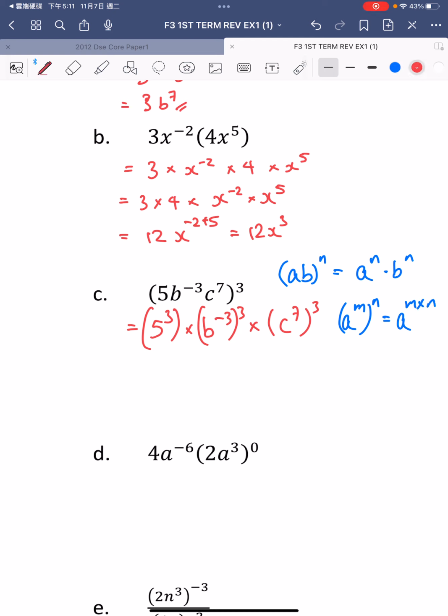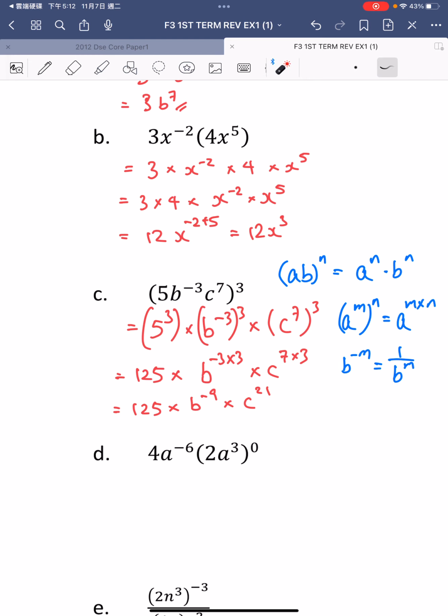Now 5 to the power of 3 is equal to 125 by using a calculator. Then for the second part, we have b to the power of negative 3 times 3 and c to the power of 7 times 3. So this is equal to 125 times b to the power of negative 9 times c to the power of 21. Then we can use our formula that b to the power of negative n is equal to 1 over b to the power of n. When there is a negative power, we just switch the sign, it becomes 1 over, and then we have the positive indices. So this is equal to 125 c to the power of 21 divided by b to the power of 9.